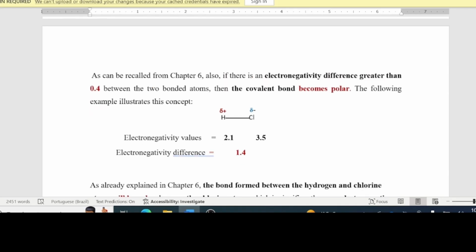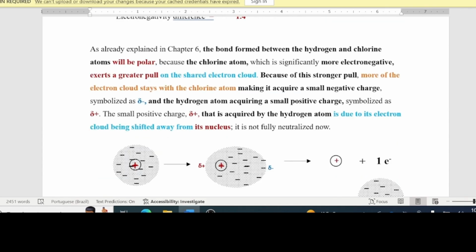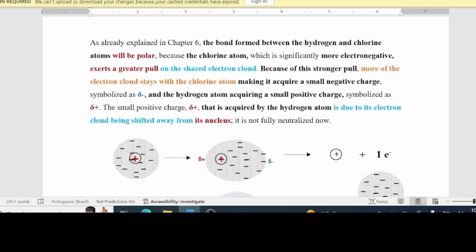When you bond hydrogen and chlorine to form a hydrogen chloride molecule, as you can see here, there is a big difference in electronegativity values between the two bonded atoms. There's a 1.4 difference there. As such, this bond will be polar and the molecule also will be polar. The more electronegative atom pulls electrons toward itself, so it acquires a small negative charge and it leaves the other end with a small positive charge.